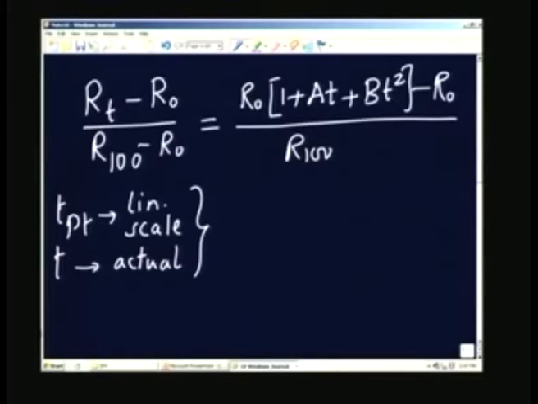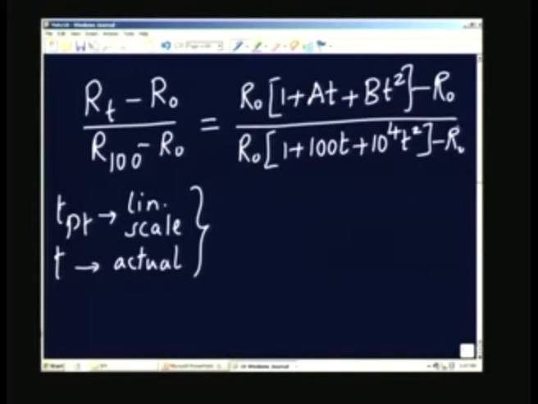In fact, I can do the following. I can write the R100 as R naught into 1 plus 100 T plus 10 to the power of 4 T squared minus R naught. Okay. And this can be further written as, this R naught will cancel with this R naught, and similarly this will cancel with this.